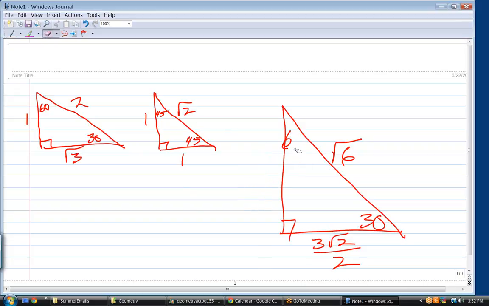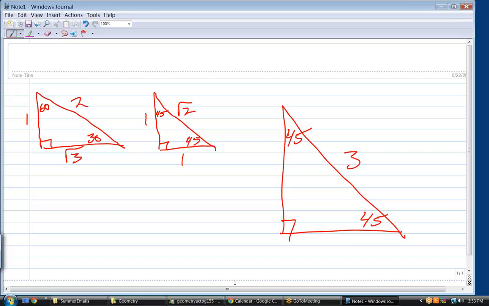Okay, let's do one more. This time I'm going to make it a 45, 45, 90. And I'm going to make this side 3. What are the vertical and the horizontal sides? Square root of 2 divided by 3.